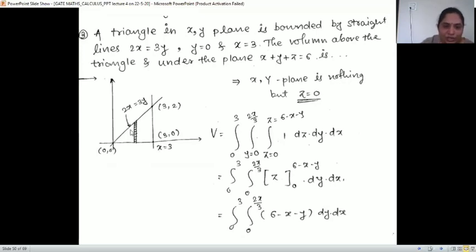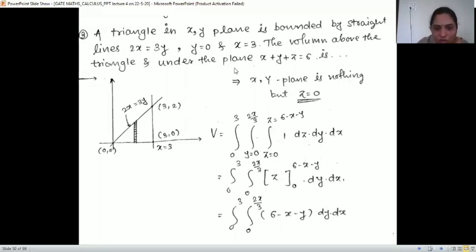If we want to write limits of y first, draw a straight line parallel to y, and if you want to write limits of x first, then draw a straight line parallel to x. Here we are drawing a strip parallel to y, so we'll get limits of y first. The lower end of the strip is here, x axis, that is y is 0. Upper end is here, that is y is 2 by 3 x, right? Rotate the strip, we'll get x is 0 and the upper limit is here, that is x is 3. So these are the limits.